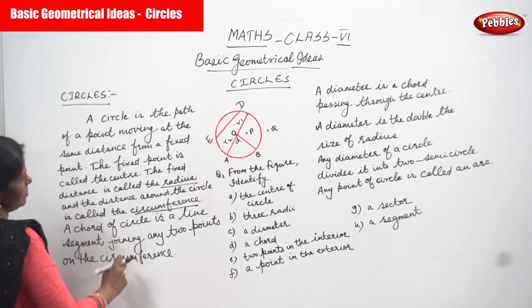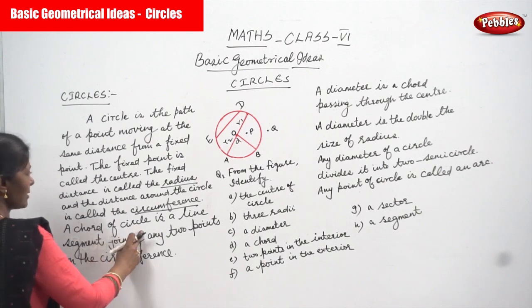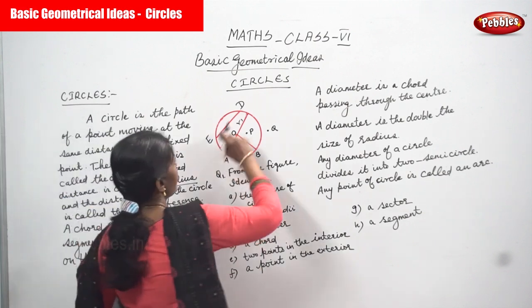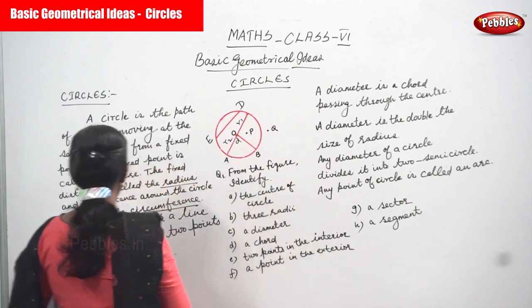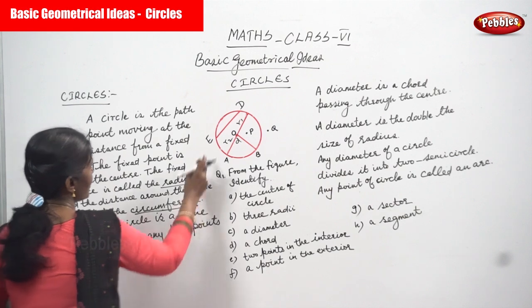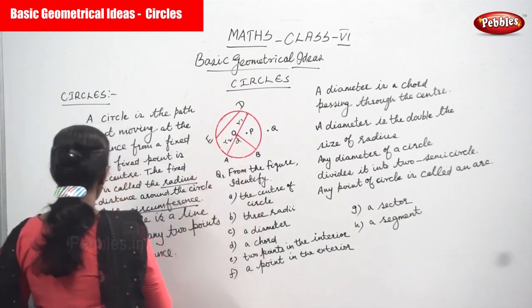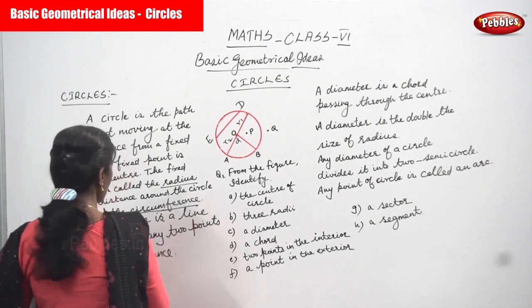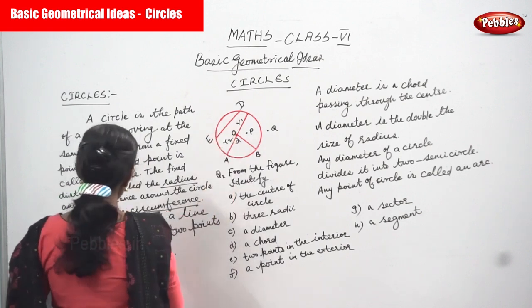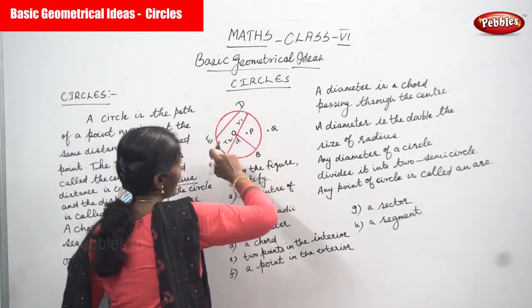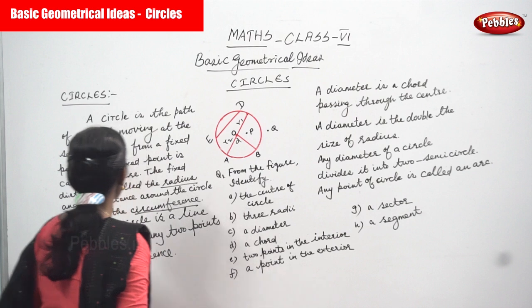A chord of a circle is a line segment joining any 2 points on the circumference. So this we can call a chord. ED is a chord. A chord of a circle is a line segment joining any 2 points on the circumference. The completely surrounding place is called the circumference, as I have told you.